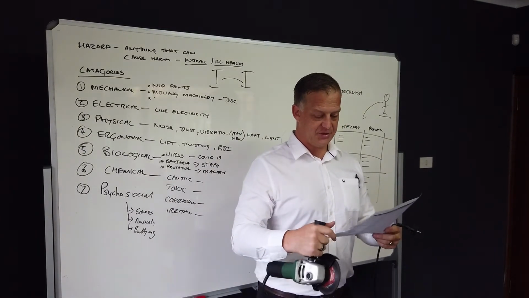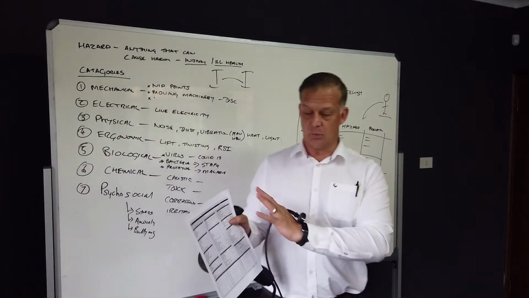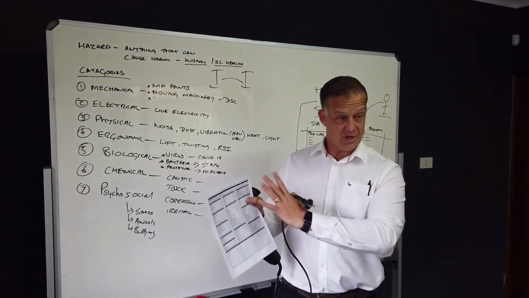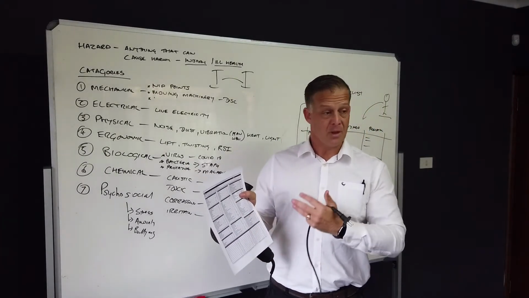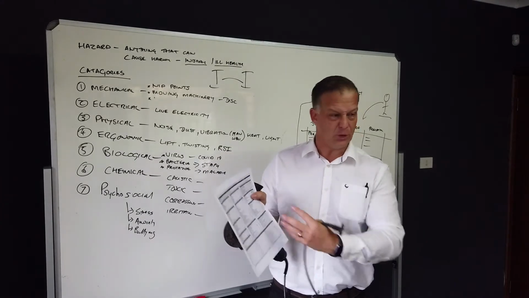And then I've put a list in there, quality hazards. So the way that this sheet works is we give you some prompters to identify possible hazards, but there's no way that we can identify all hazards on a sheet.